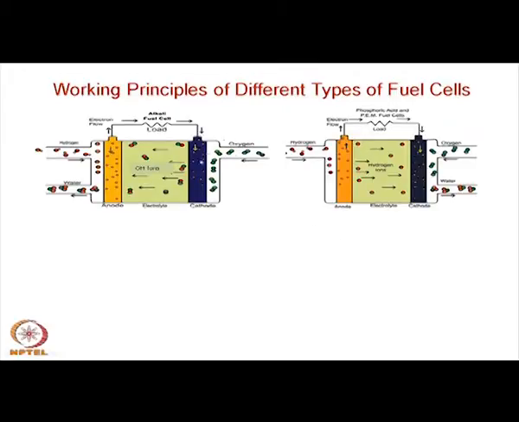Here oxygen comes from the other side, combines with hydrogen, and water is released on the same side as the hydrogen. So, there is a continuous flow of hydrogen here, a continuous flow of hydrogen there also, and on this side there is a continuous flow of oxygen. As long as these flows are maintained, you can generate electrons or current in the outer circuit, and a load can be connected to that.